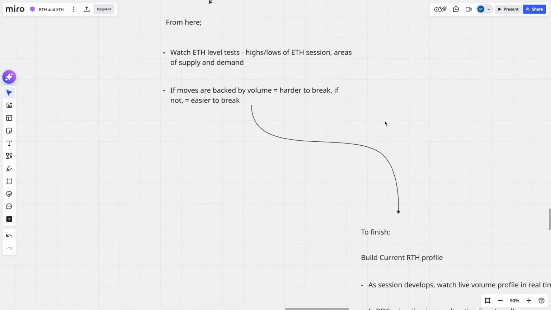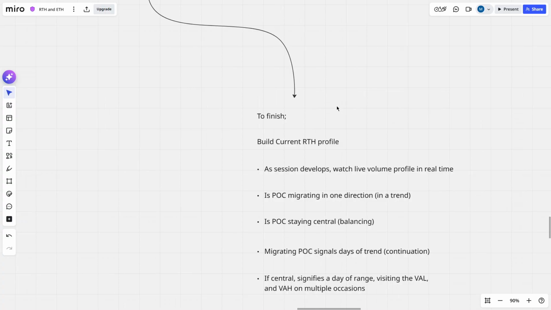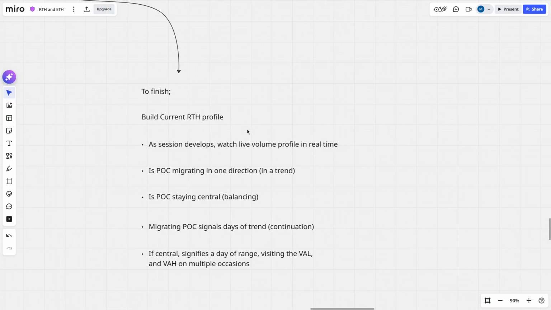But to actually finish off, let's talk about how the current RTH profile builds. As the session develops, you'd want to watch the live volume profile in real time. My personal opinion is Bookmap, simply because on Bookmap and other software like Deep Charts, you can actually see the live session volume profile. The problem with TradingView is its historical data, that being transactions that have already taken place.